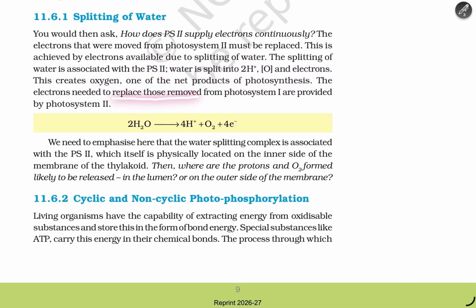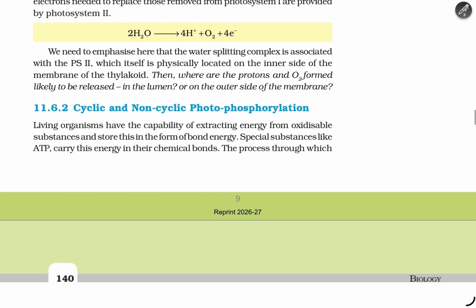The electrons needed to replace those removed from photosystem 1 are provided by photosystem 2. We need to emphasize here that the water splitting complex is associated with PS2, which itself is physically located on the inner side of the thylakoid membrane. Protons and O2 are formed and likely released in the lumen, on the inner side of the membrane.